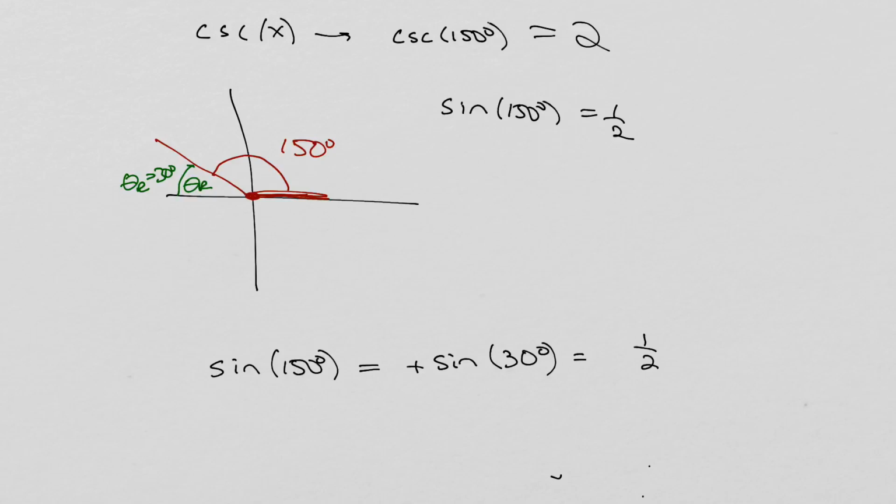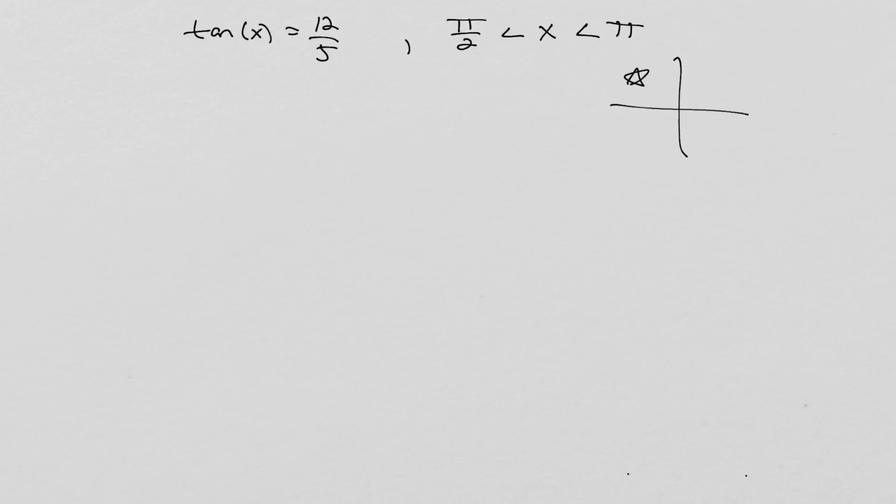All right, there's one more little bit of fun that we can have here. What if I gave you this? If I said that tangent of x equals 12 over 5, can we find the other 5 trig functions if we say that x is between pi over 2 and pi? If you think back to your unit circle, that means we're over here in this particular quadrant. So we're in quadrant 2.